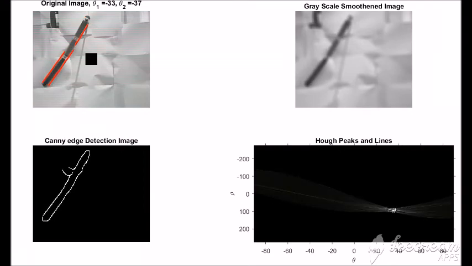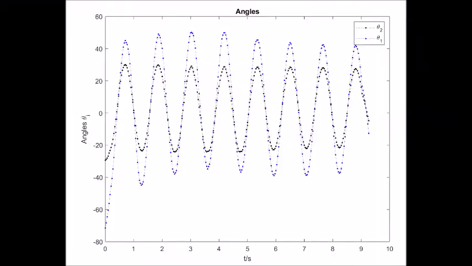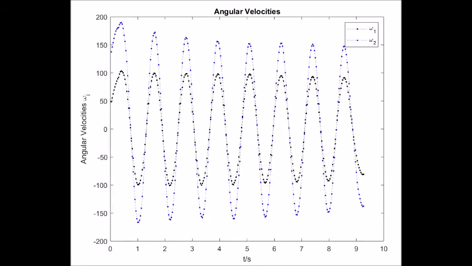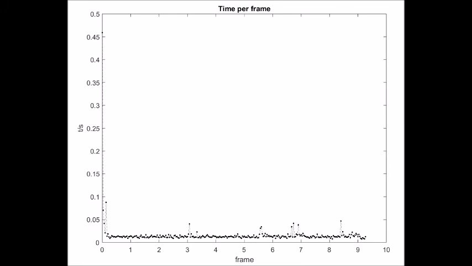Moving on, the objective of the project was to obtain the angles for both the arms, which are displayed. Then I had to display the angular frequency or the angular velocities. Then I had to minimize the computation cost, which we can see is very low.